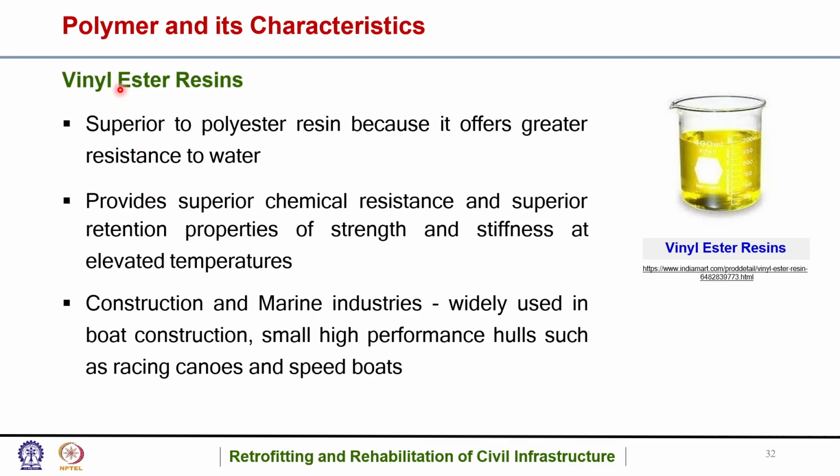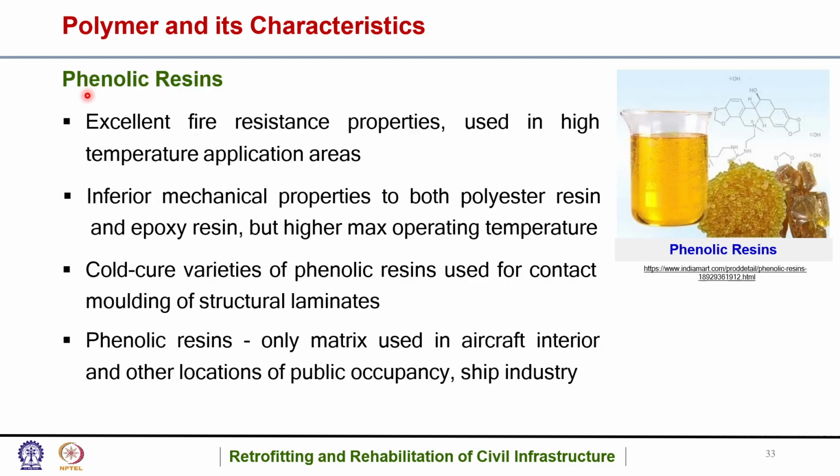Now next let us talk about vinyl ester resin. So they are superior to polyester resin because it offers greater resistance to water. It provides superior chemical resistance and superior retention properties of strength and stiffness at elevated temperatures. They are used in construction and marine industries. So they are basically widely used there in construction, and small high performance hulls such as racing canoes and speedboats. So these are some of the uses.